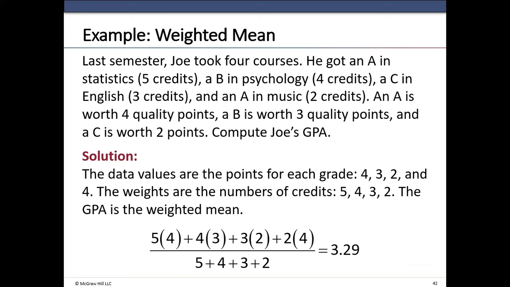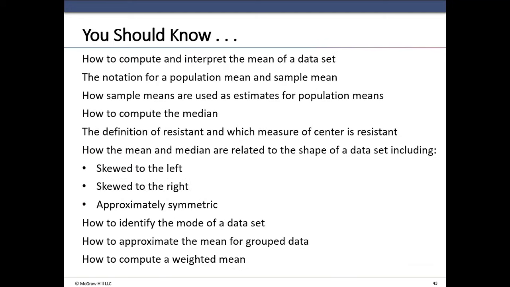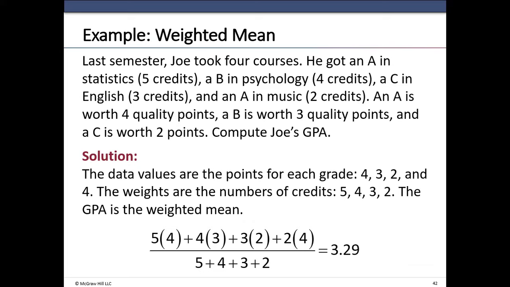In L1, I'm going to put the grades he got. He got an A in statistics. A means 4 quality points. He got a B in psychology, which is 3 quality points. And then a C in English, C is equal to 2 quality points. So first line in L1 is 4. 4 comes from getting an A in statistics.